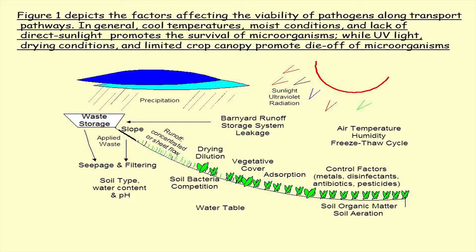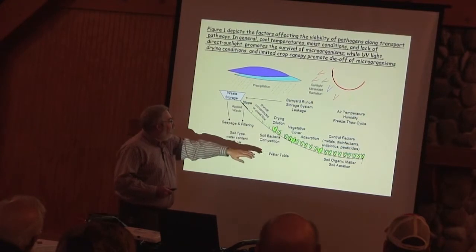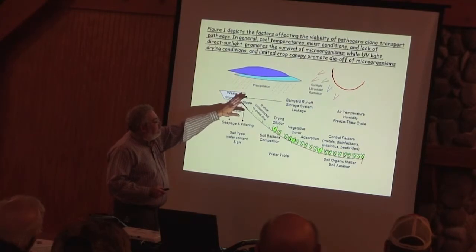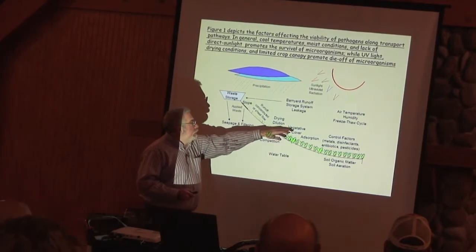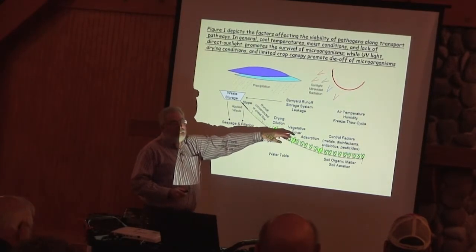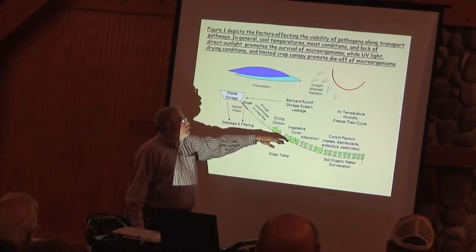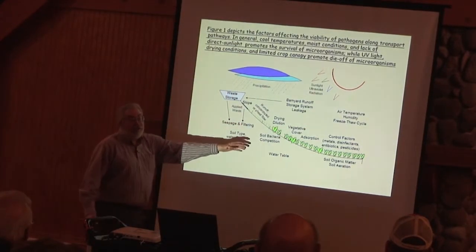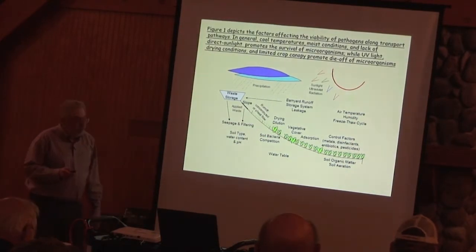Here's the whole farm interface with pathogens. You have waste storage, slope, runoff, and soil bacteria. Factors that affect the pathogens would be soil type, water content, water table, vegetative cover, the time of year, whether it's March versus July or August when things are dry, what kind of runoff you're having, and how much solar radiation you have. So there's a lot of factors, which is a little bit complicated, but still important to look at.